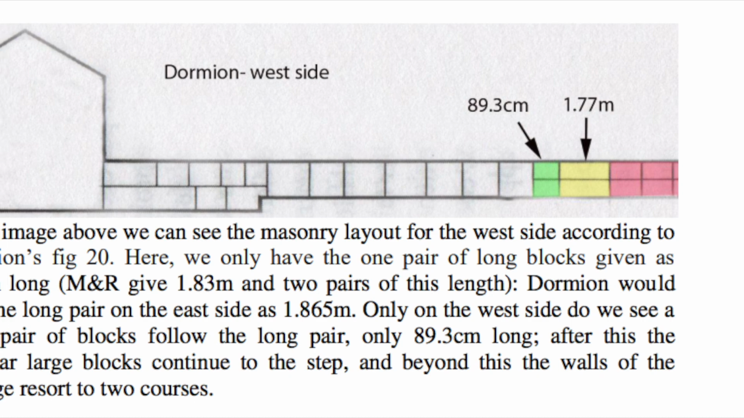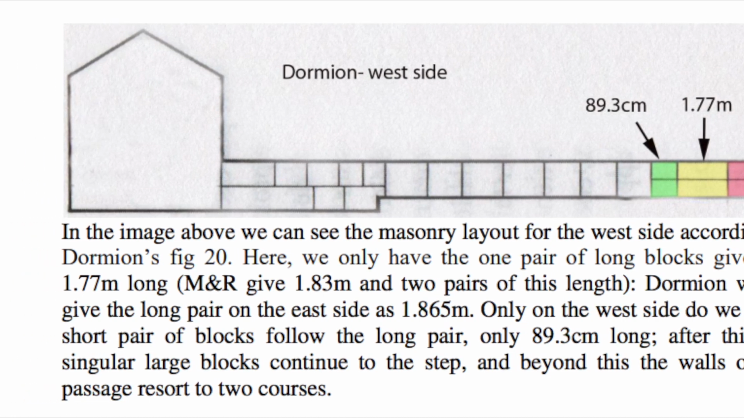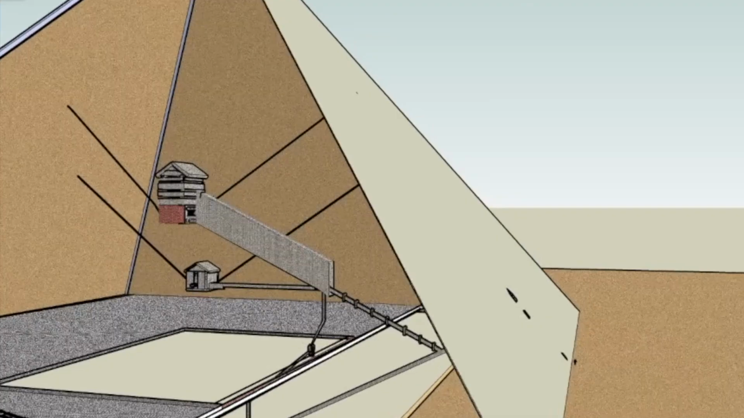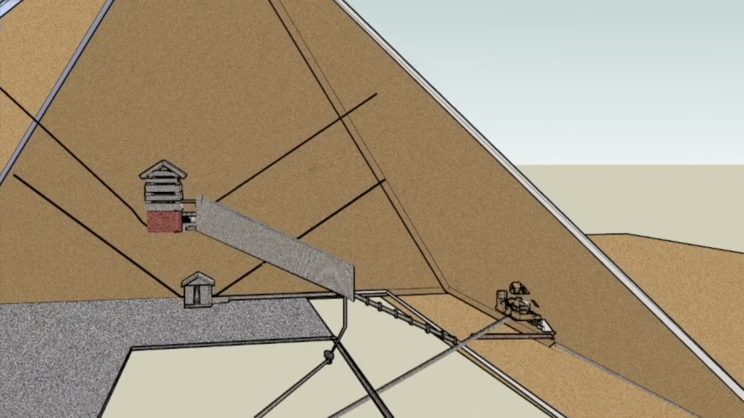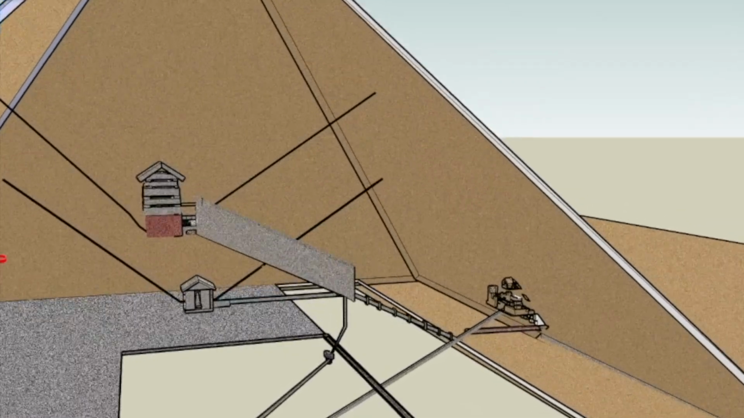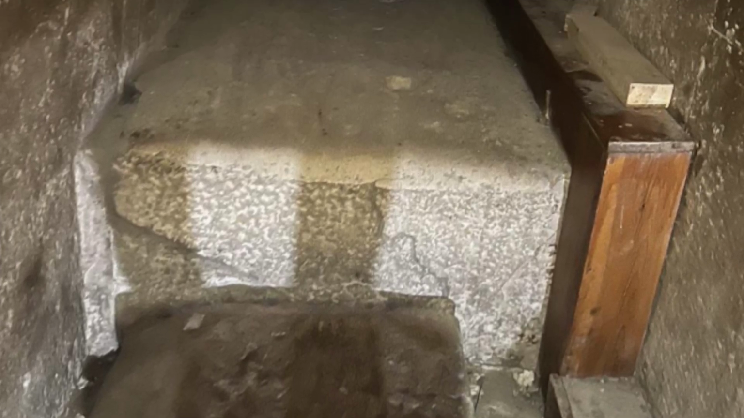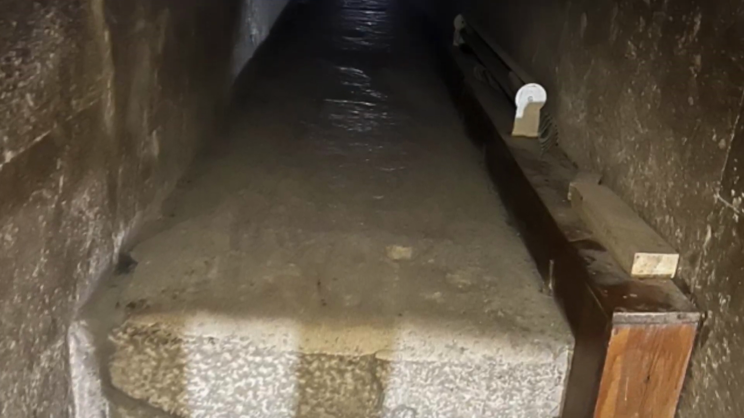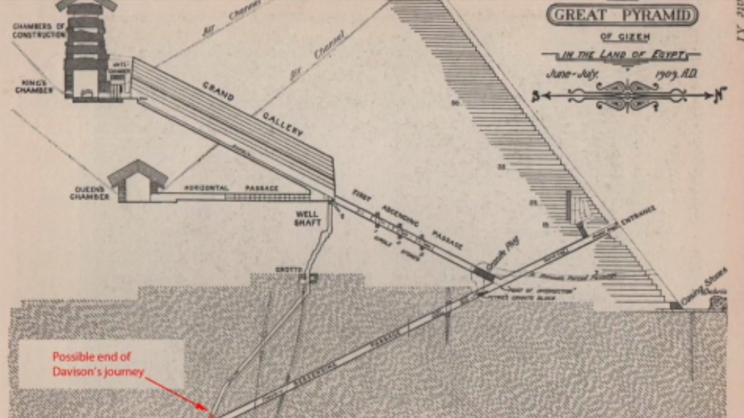So in short, chemicals are introduced to the Queen's Chamber via the shafts. They mix and release hydrogen. This can float up into the Grand Gallery and into the King's Chamber, where it mixes with the sound forms created by the Grand Gallery's resonators to create usable energy. This runoff then of the spent chemicals travels from the Queen's Chamber down the horizontal passage and down the conveniently placed well shaft at the bottom of the Grand Gallery.